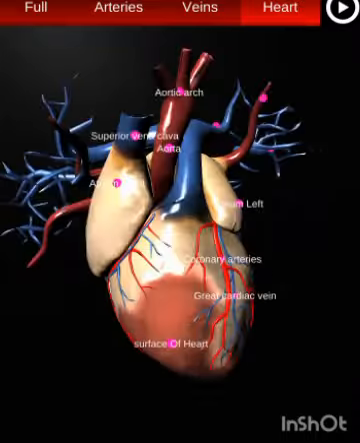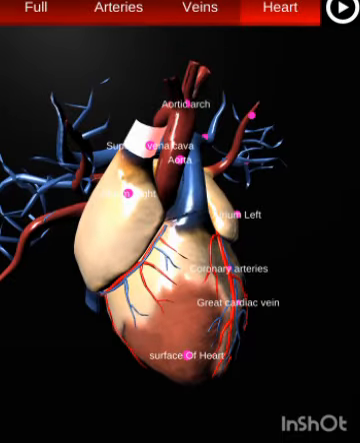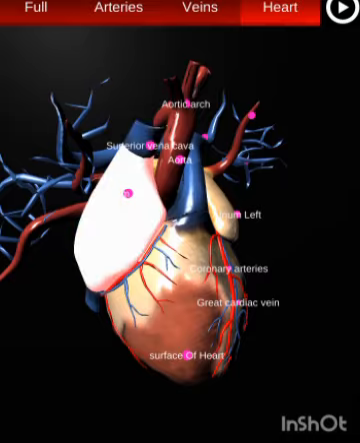Why is it called inferior? The superior vena cava takes blood from the head and the neck to the heart, and the inferior one takes it from places like our legs and other parts into the heart. The right atrium is the first part that receives blood without oxygen from our body.